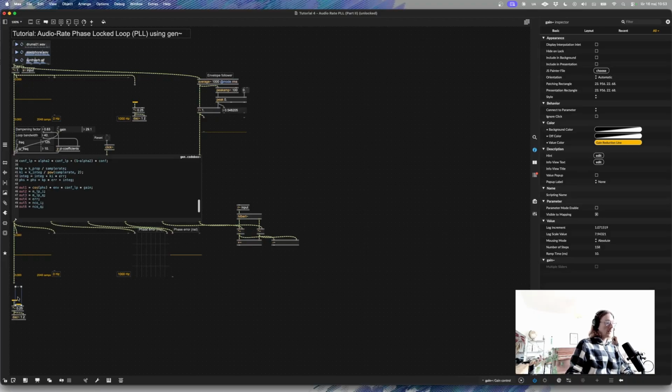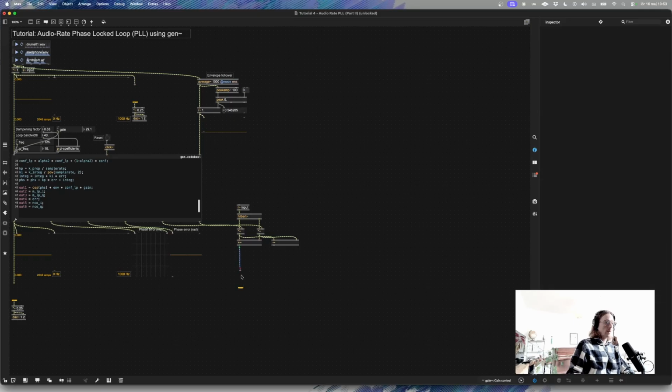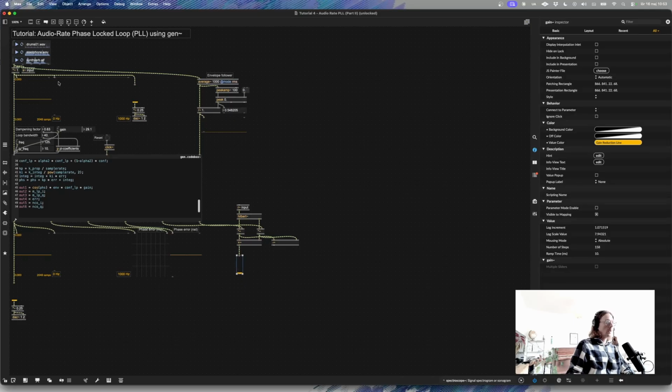And this means that we now have our input signal, we track the fundamental frequency of it using the PLL, and then we apply this oscillator to frequency shift the input with its own fundamental frequency.